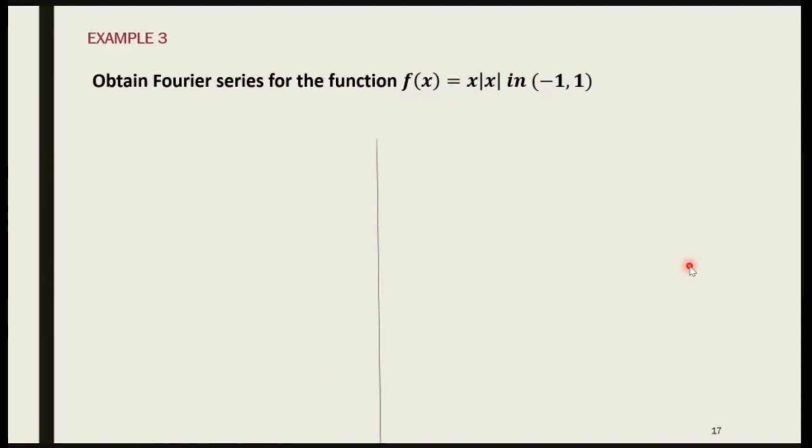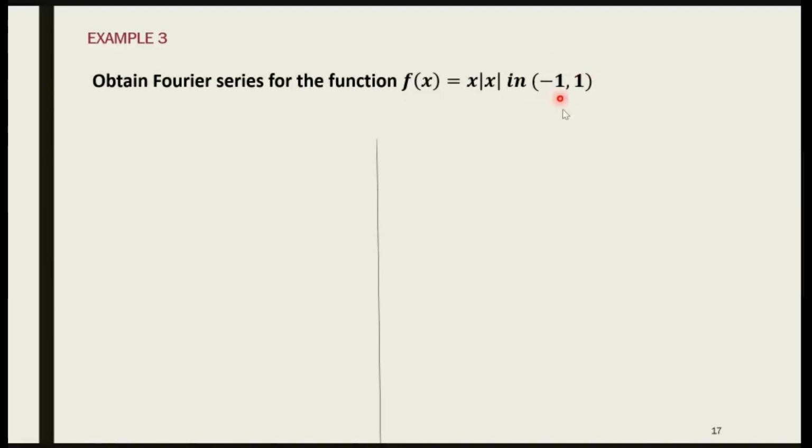Next problem. x into mod x in -1 to +1. f of x is equal to x mod x in -1 to +1. चेक करना है कि फोरियर सीरीज दिया है और कौन सा इंटरवल दिया है. यहाँ फोरियर सीरीज दिया है, इंटरवल गिवन इज -1 to +1.